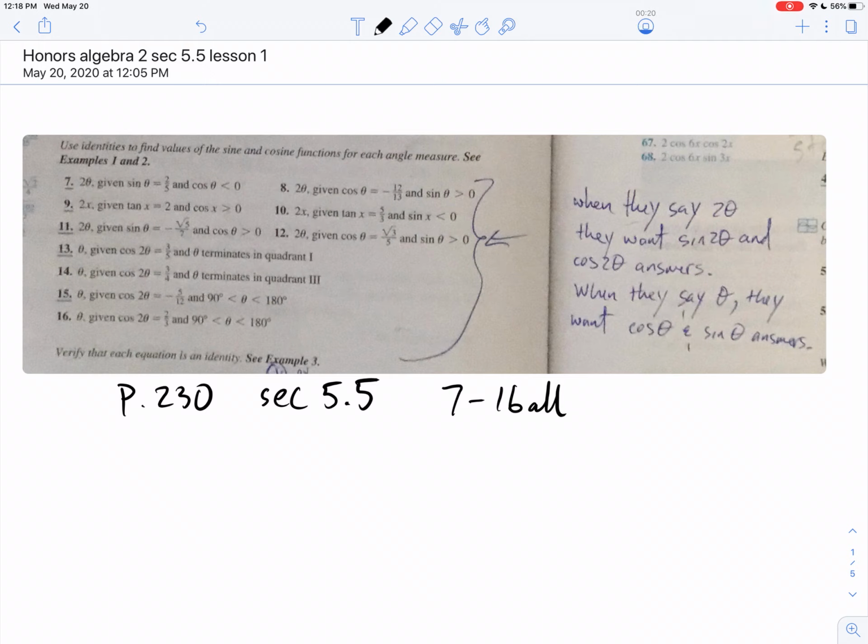Now, the instructions are kind of vague, so you'll see I wrote on the side here. When they say 2 theta, they want sine 2 theta, cosine 2 theta. When they say theta, they want cosine theta, sine theta. So, see these problems? I'm going to do 3 examples for you. That should get you through this whole section here. So let's look at the first one.